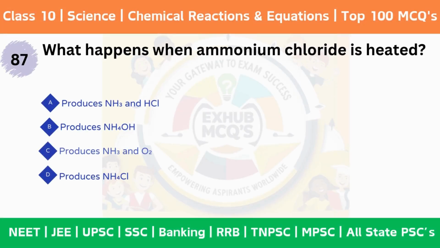MCQ 87. What happens when ammonium chloride is heated? Option A, produces ammonia and hydrogen chloride gases. Option B, produces ammonium hydroxide. Option C, produces ammonia and oxygen. Option D, produces ammonium chloride solution.